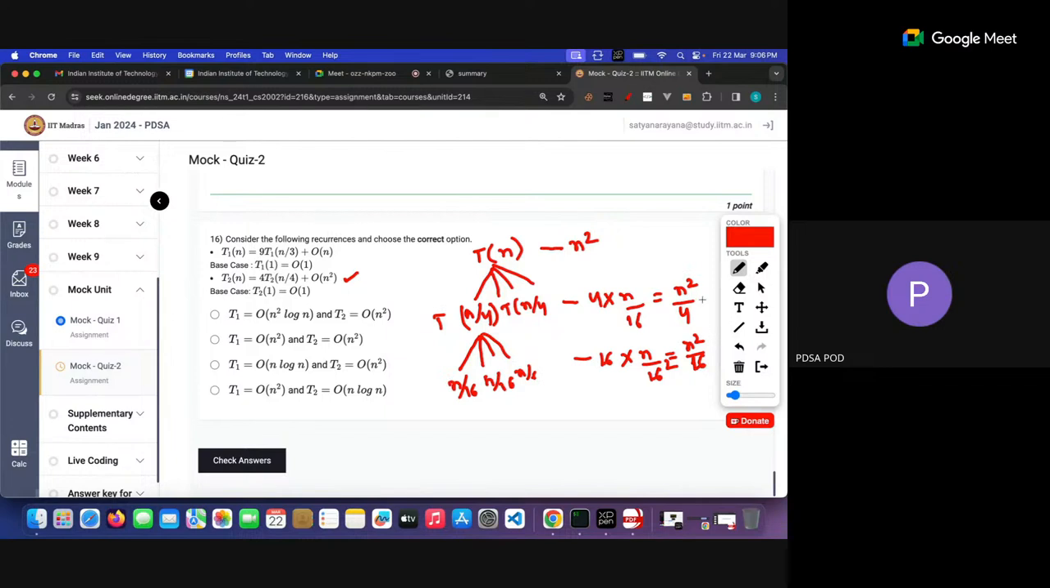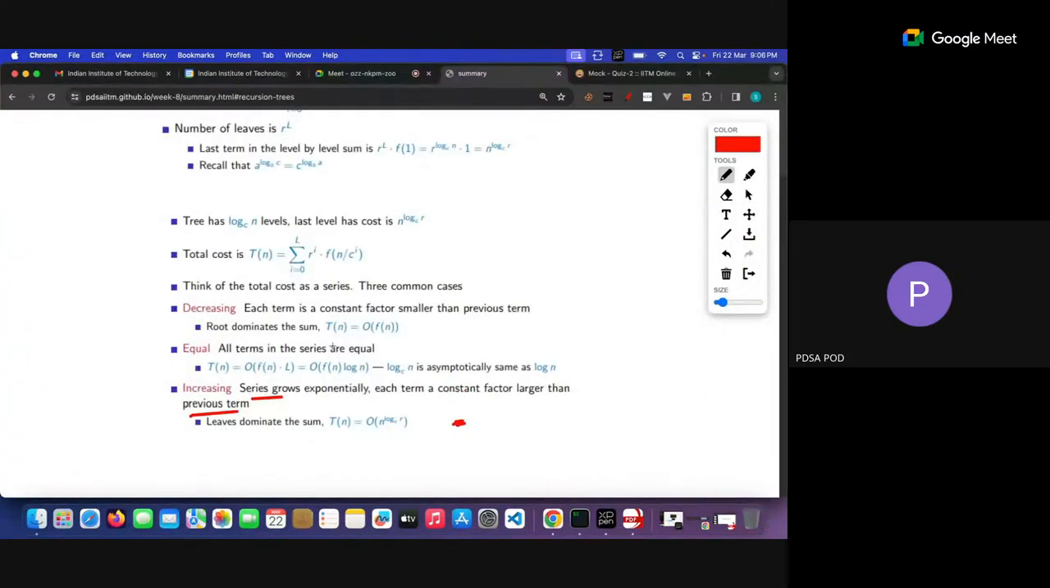Here the denominator is increasing, and whenever the denominator is increasing, the value decreases. The numerator n square is initially a higher value, so when it is divided by 4 it decreases, and when divided by 16 it decreases further. Whenever it is decreasing, the root dominates the sum. The root is going to dominate the subproblems.